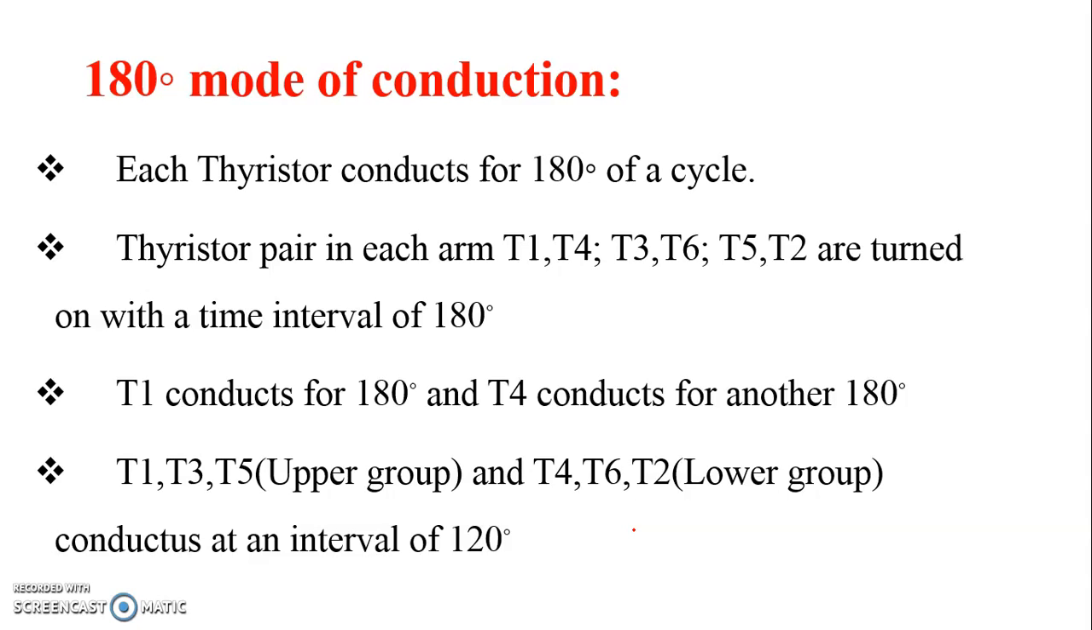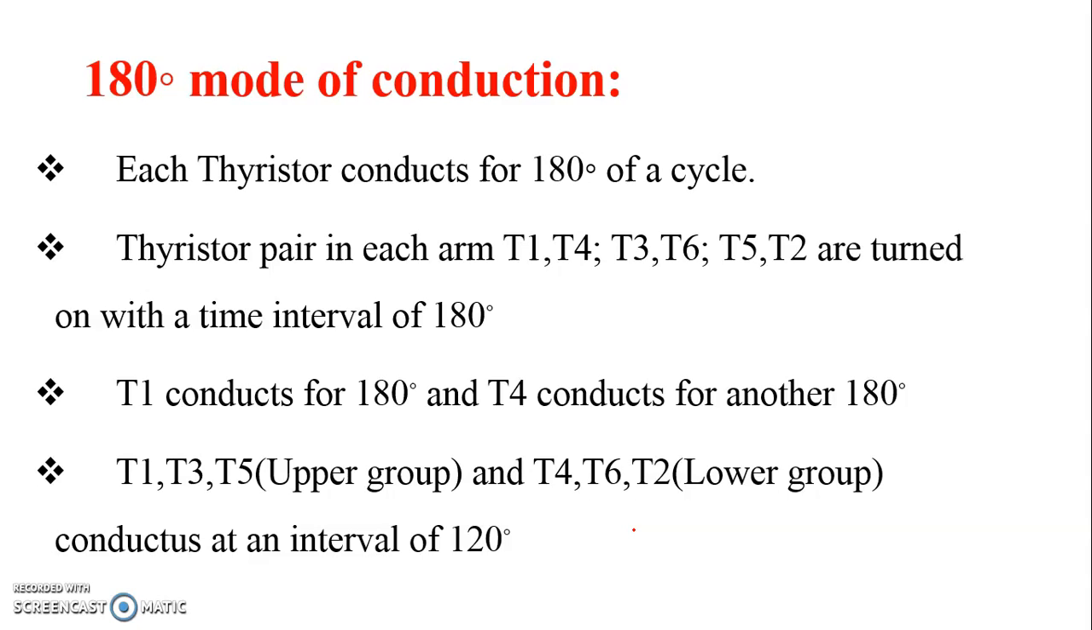Thyristors in the upper group: we have 3 thyristors T1, T3, T5 that are turned on at an interval of 120 degrees. It implies that if T1 is turned on at an angle of 0 degrees, then T3 must be turned on at an angle of 120 degrees and T5 at an angle of 240 degrees. The same is repeated for the other group of thyristors.